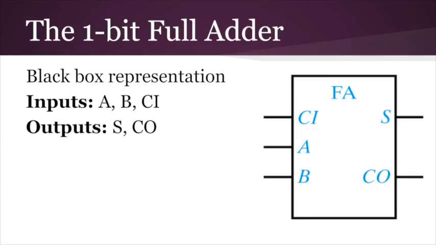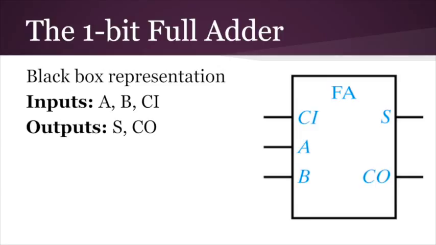Now, I'm not actually going to go over the design of the 1-bit full adder, but we do have to briefly touch on everything just so it all makes sense. What you're looking at right now is the black box representation of the full adder. On the left side we have our inputs, and on the right side we have our outputs. The way that this is drawn here, you can see that A and B are 1-bit inputs, and CI, which stands for carry-in, is also a 1-bit input.